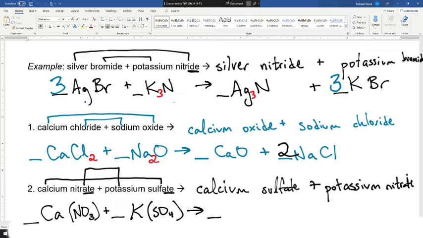All right, and we've got everything now, right? We know the calcium is Ca. We know sulfate's SO4. Potassium is K, and it gets with the nitrate. Okay, we did our inners and our outers.